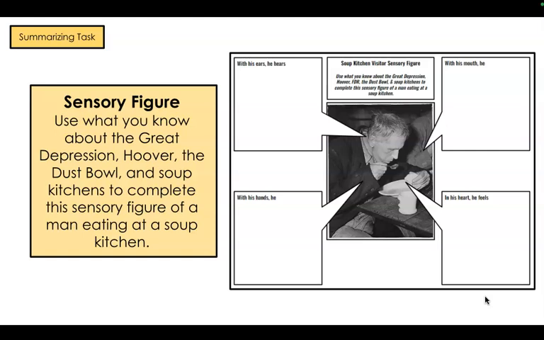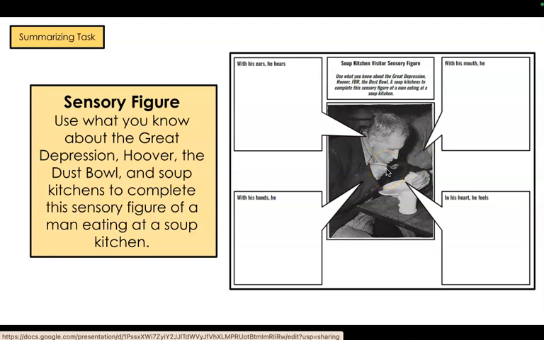Now you're going to move on to your independent activity. So you're going to get this paper from the substitute, and you've got this picture of this man in the middle. So you're going to use what you know about the Great Depression, use what you know about Hoover, use what you know about Franklin D. Roosevelt, use what you know about the Dust Bowl and now soup kitchens for today, and you're going to complete these 4 boxes.